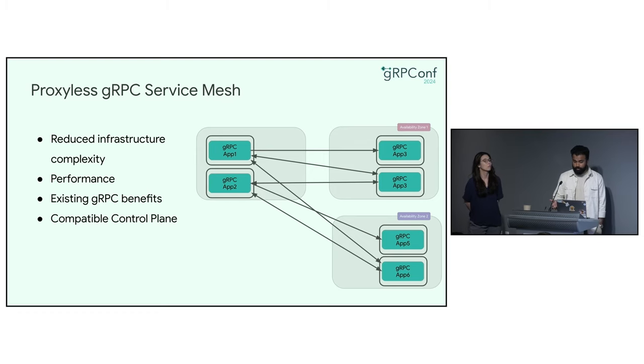Besides that, you also get to enjoy all the benefits of gRPC functionality, which Gina will be covering in the next slides. Last but not least, gRPC had the foresight to use an open standard API, which is xDS, to talk to the control plane. As a client library, it is compatible with any control plane speaking xDS. Over to you, Gina.